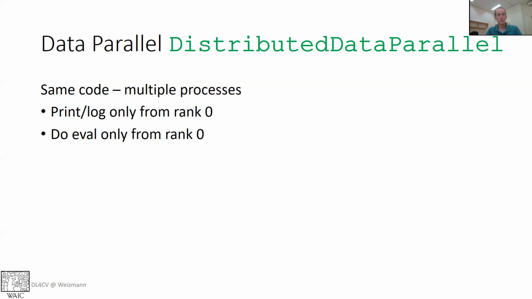If you do want to do the evaluation in parallel, you need to take care of synchronizing the accuracy between the different instances. This is not done for you because DataParallel only cares about updating the gradients. And since gradients are not updated during validation, distributed data parallel won't help you to parallelize validation. Okay?